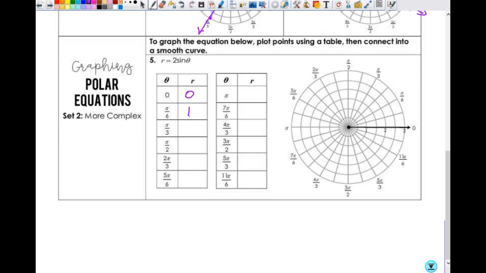Okay, so then I go to pi thirds. What's the sine of pi thirds? Square root of 3 over 2. And square root of 3 over 2 times 2 is? Yes, 2 square root of 3 over 2, which is the square root of 3. Then pi halves. What's the sine of pi halves?